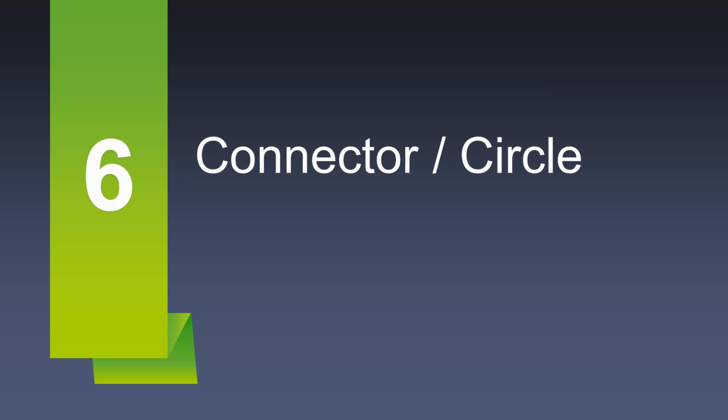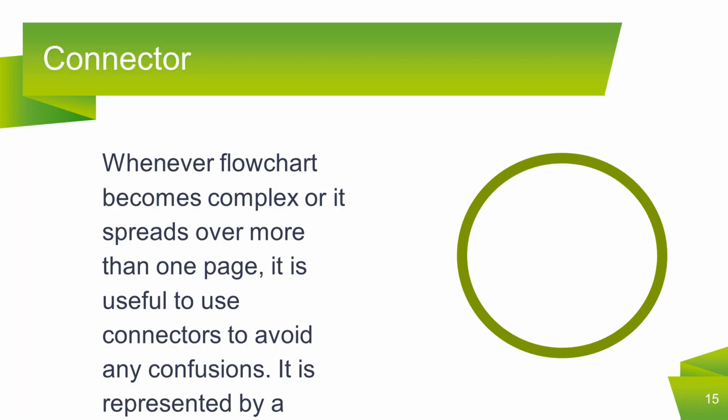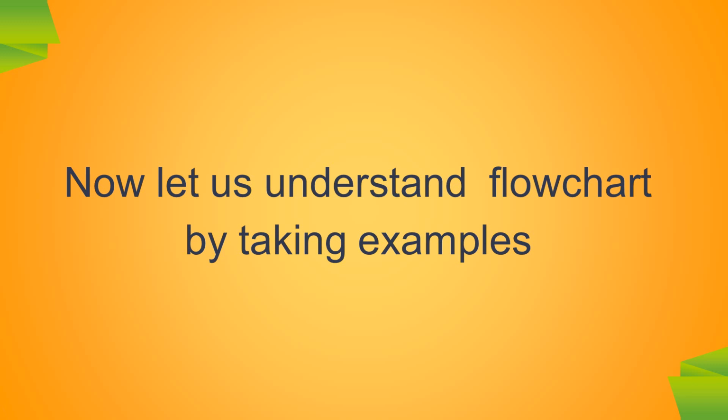Now the next symbol is the circle. This can be used as a connector. This symbol is used whenever a flowchart becomes complex, or it is going from one page to another page. So I can use this symbol as a connector to avoid confusion, and it is represented by a circle. Now I have explained each and every symbol.